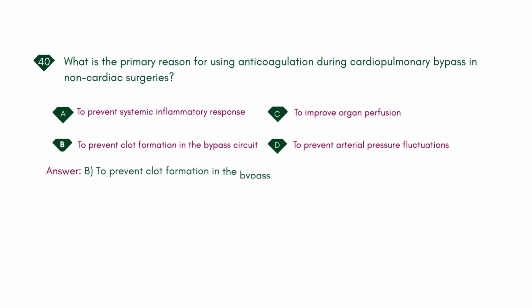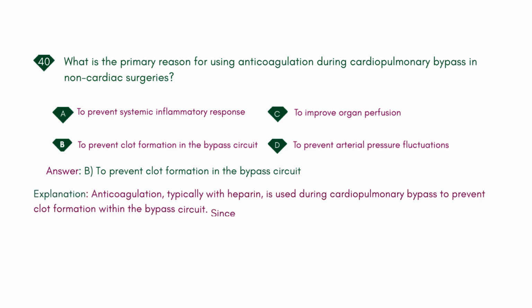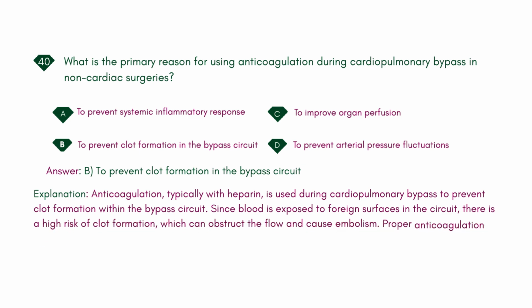Answer: B. To prevent clot formation in the bypass circuit. Explanation: Anticoagulation, typically with heparin, is used during cardiopulmonary bypass to prevent clot formation within the bypass circuit. Since blood is exposed to foreign surfaces in the circuit, there is a high risk of clot formation, which can obstruct the flow and cause embolism. Proper anticoagulation ensures the safety and functionality of the bypass circuit during surgery.